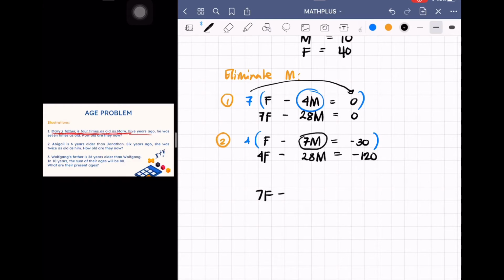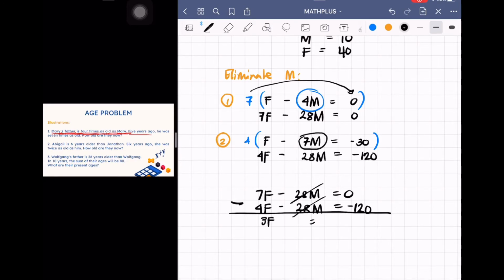So I have 7f minus 28m equal to 0 and 4f minus 28m equal to negative 120. The next thing to do, to be able to eliminate negative 28m, I will subtract the two equations because they have the same sign. If they had opposite signs, I'll add them to be able to cancel. So, by subtracting, I will get 3f for this. So, you get 3f. This will be cancelled.